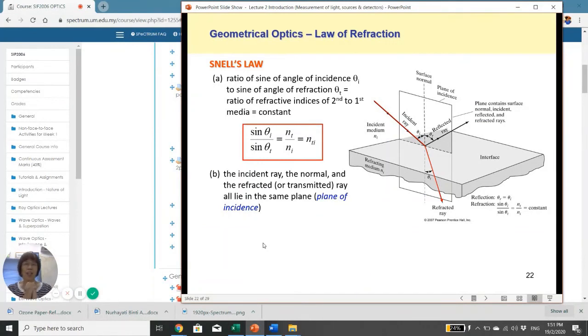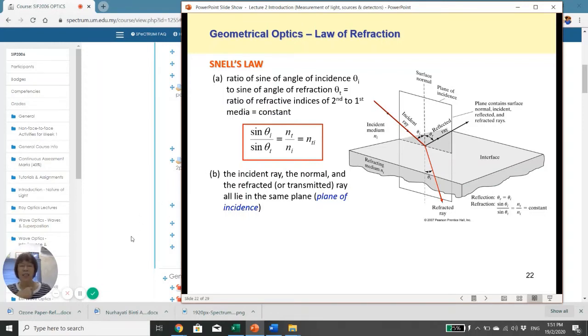Okay, let's look at the second law presented for geometrical optics, which is the law of refraction, otherwise known as Snell's law. Now, I think you are all familiar with that. You probably have it in your mind already: n1 sine theta 1 equals n2 sine theta 2. But what's n1? What's n2? What's sine theta 1, and what's theta 1 and theta 2?